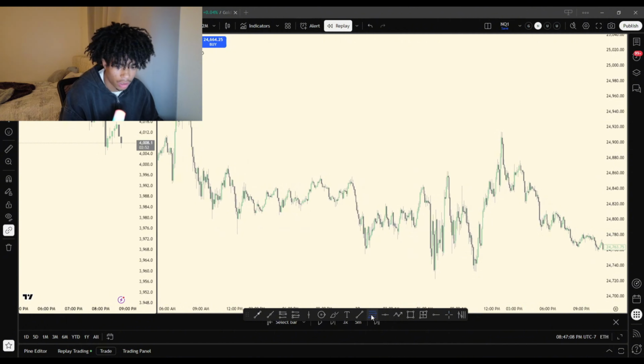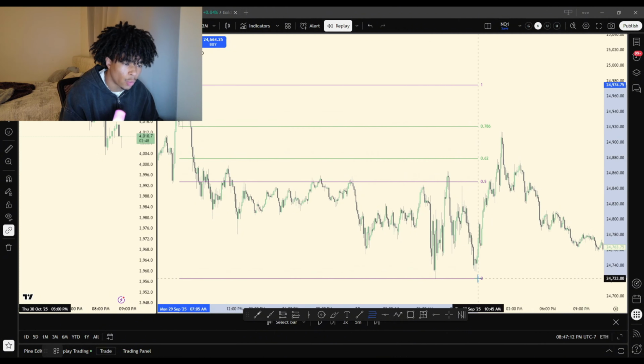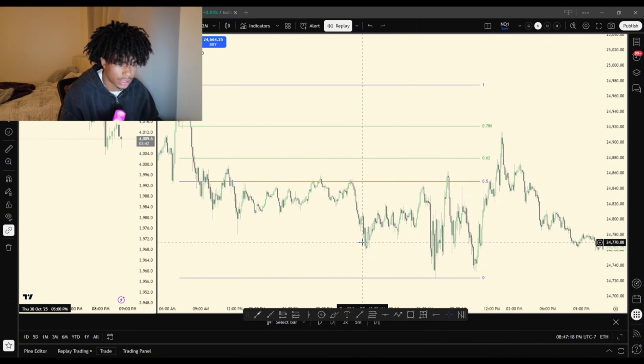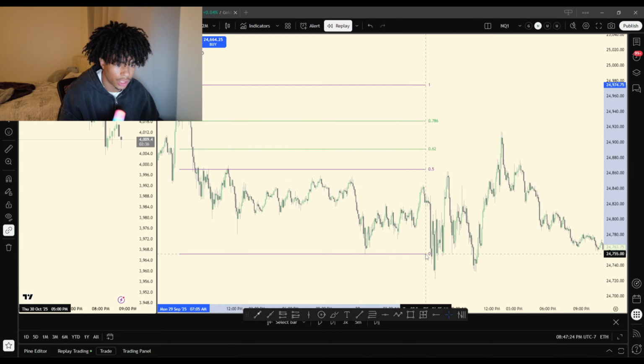So I'm going to fib it out from the high to the low. You might ask, well, when do you know to fib it out, right? Because you see price here start to kind of trend up, but we don't truly pull to any type of key level. Because if we look at the low here, price has not pulled to any key level.